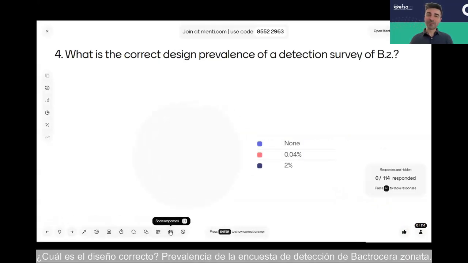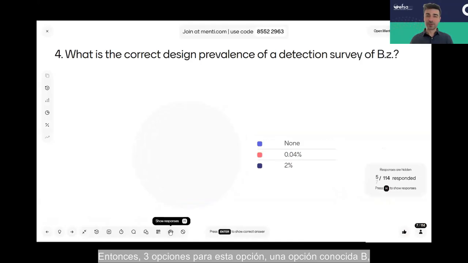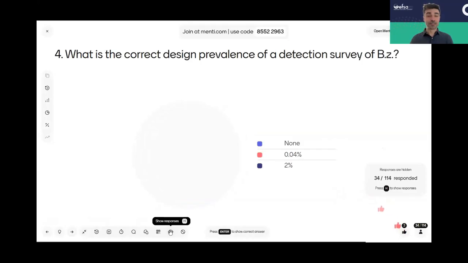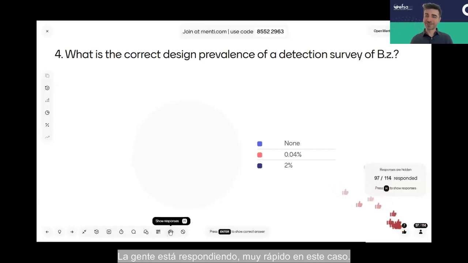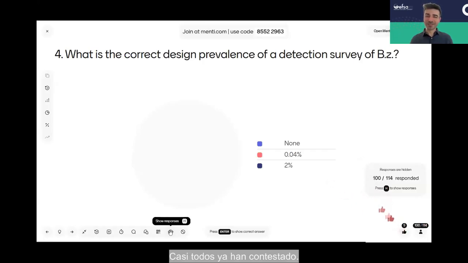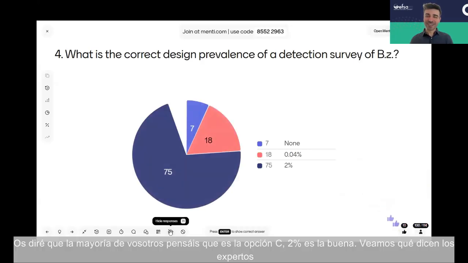What is the correct design prevalence of the detection survey of Bactrocera zonata? So 3 options for this one. Option A, none. Option B, 0.04%, or option C, 2%. People are answering really fast in this one. Almost all of you already answered. Okay, so most of you think it's option C, 2%.